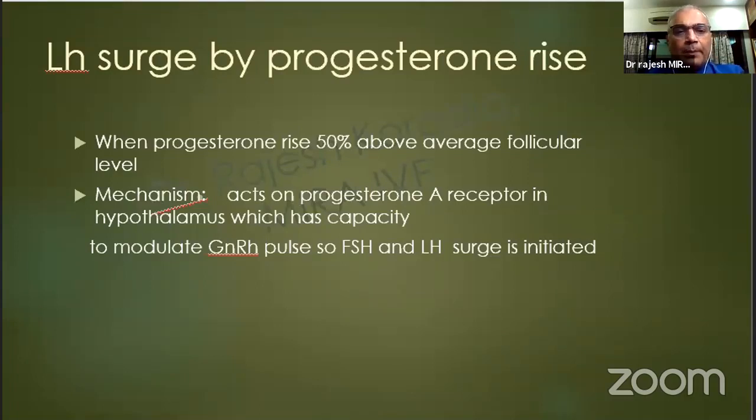So it is not the persistent rise, but the rise from the steady low level during the follicular phase, which is important. So when the progesterone rises 50% above the average of the follicular level, then the LH surge happens. What is the mechanism? The progesterone acts on the progesterone A receptor in the hypothalamus, which has the capacity to modulate the GnRH pulse. So the FSH and LH surge is initiated.